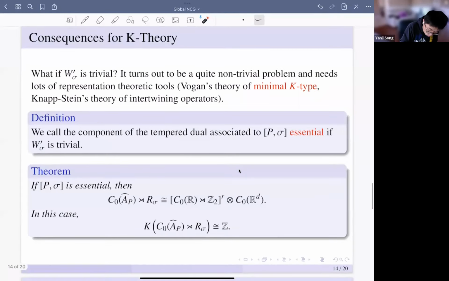So in order to compute its K-theory, we only need to understand when this subgroup will be trivial. And it turns out that understanding when this subgroup is trivial is quite non-trivial. This is the missing part in Wassermann's outline, that is, to characterize when W sigma prime is trivial. And it turns out we need some representation theory tools. The ones we use here are Vogan's theory of minimal K-types and Knapp-Stein theory of intertwining operators, to help us understand when W sigma prime is trivial.